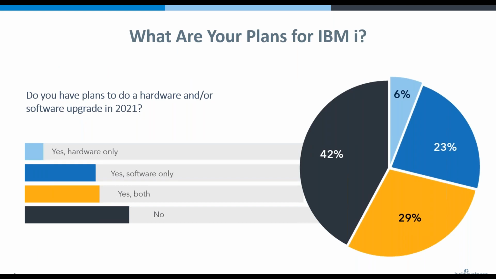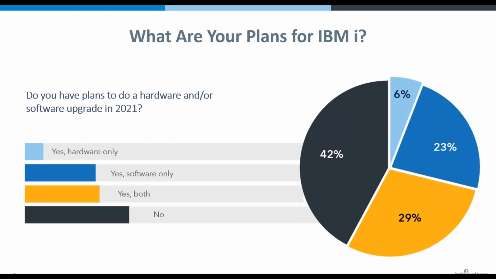And we see that in the market this last year, 2021, 6% of the market was just doing hardware only, but then a combination of both takes us up to 29%, so 35% of the market doing hardware upgrades, and then another 23% just doing the operating system levels.